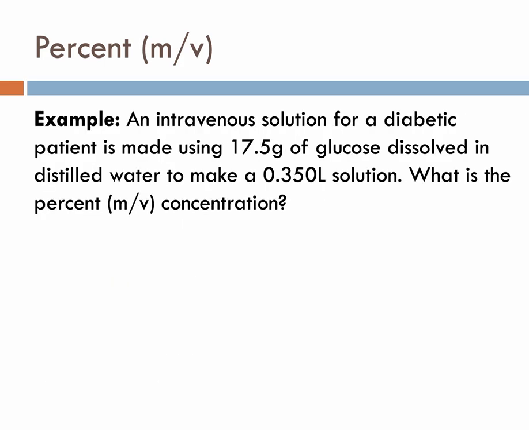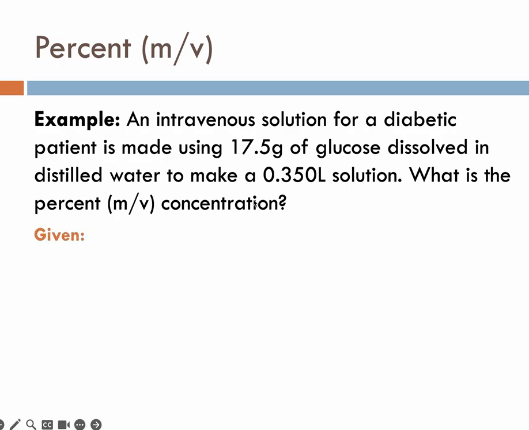Let's try one example with this altogether. So let's say you're making an intravenous solution for a diabetic patient and you need some glucose. So you take 17.5 grams of glucose, you're dissolving it into some water to make a 0.350 liter solution. We want to find what is the percent mass over volume concentration of the solution of glucose that you just made. So let's write down our given information here.